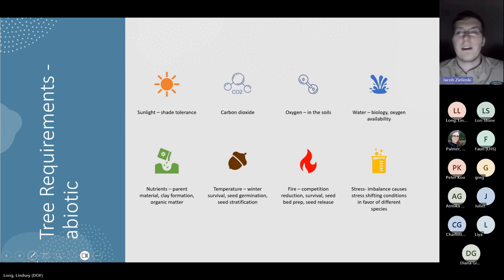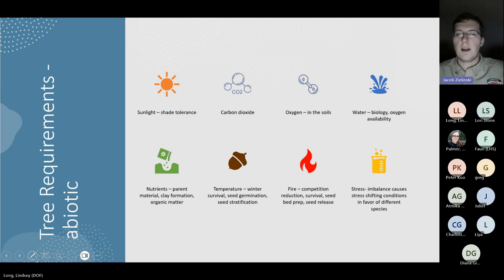All right, so abiotic factors. This is slightly out of order from the learning objectives, but we'll fix that later. The abiotic factors are sunlight, carbon dioxide, oxygen, water, nutrients, temperature, fire, and stress. Stress comes a lot from shifting conditions, a building up of these abiotic factors leading to favoring other species. That one's loosely defined, not so much well defined.